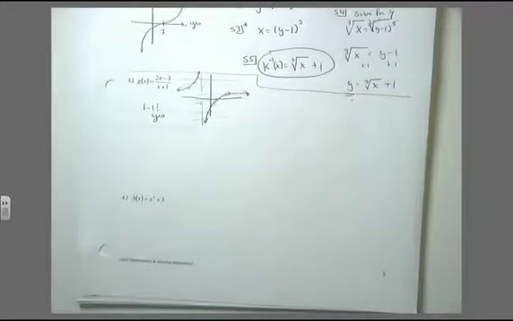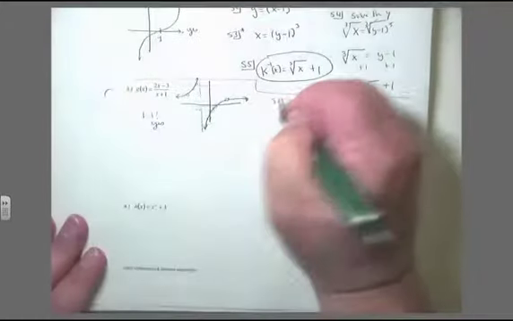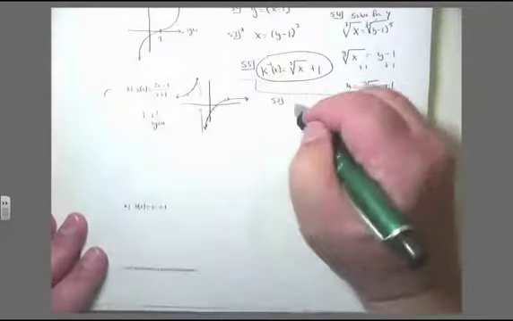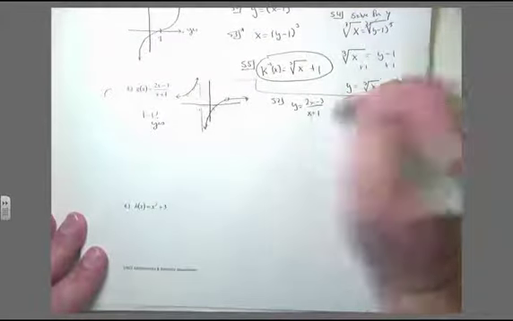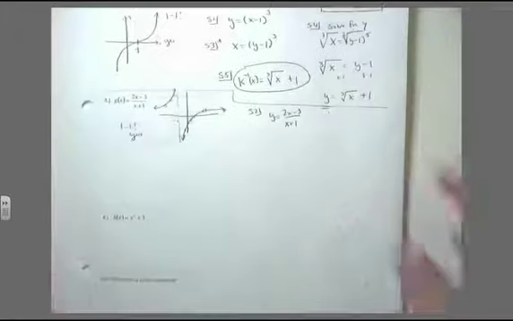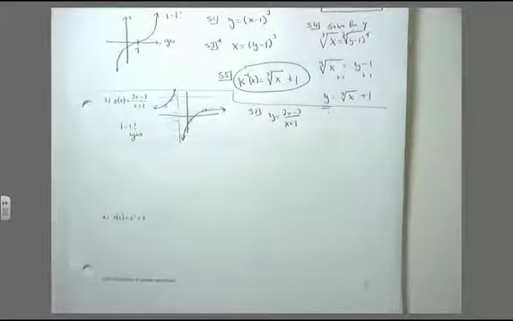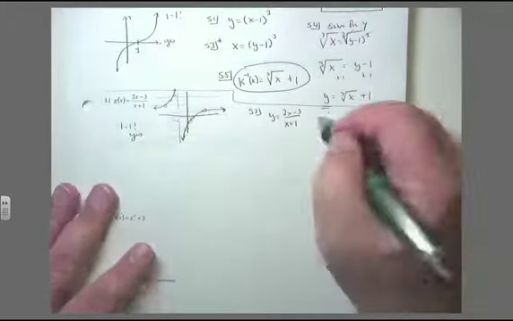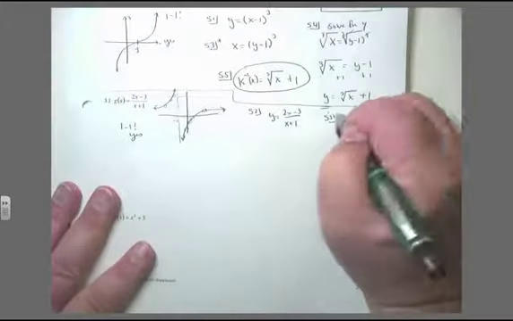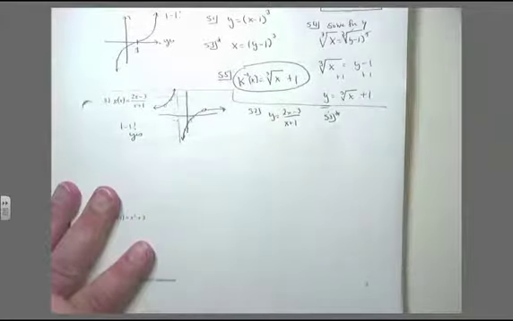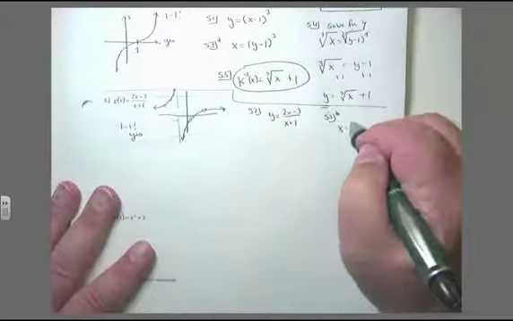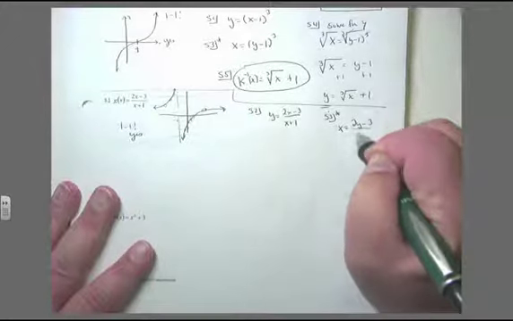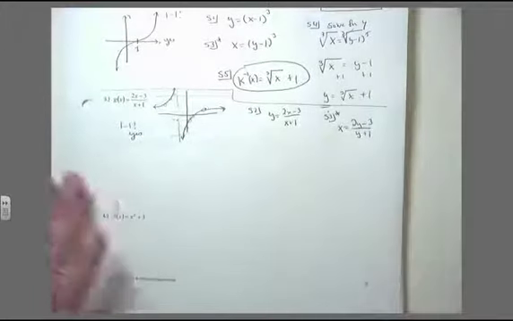Step 2. Replace g of x with y. y equals (2x minus 3) over (x plus 1). Okay? Step 3, and this is the big step, switch the x and y coordinates. What is that going to give you? x is equal to (2y minus 3) over (y plus 1).